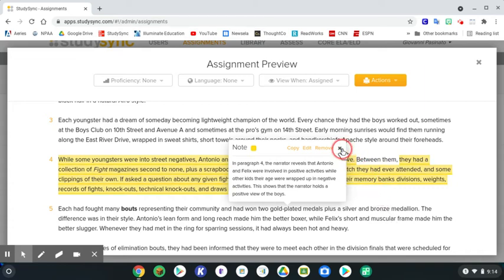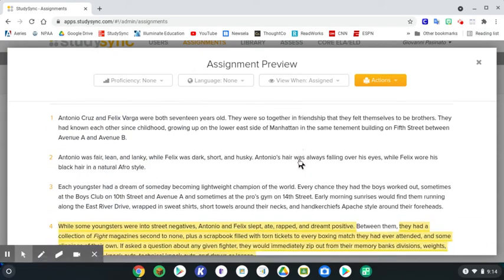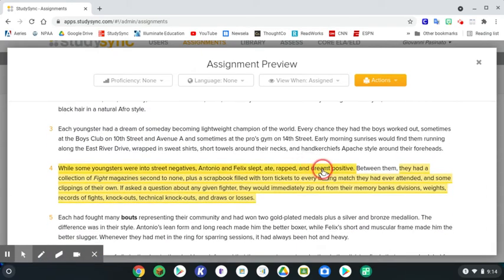Really evident by that part where you hear they slept, ate, rapped, dreamt positivity. So everything these boys are consumed with is positive. Now, what is that thing they're consumed with, takes up all their time? Is boxing. Boxing being this positive outlet for these boys. With that, let me click on my second one.